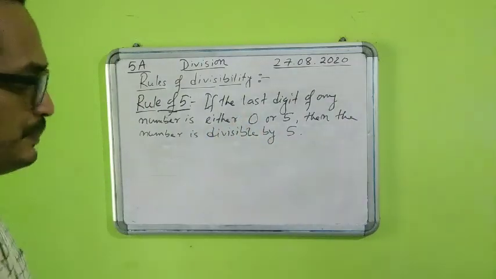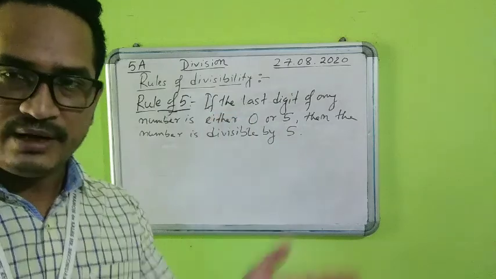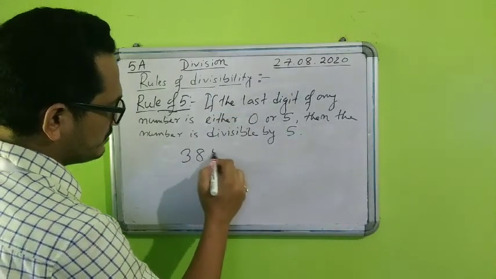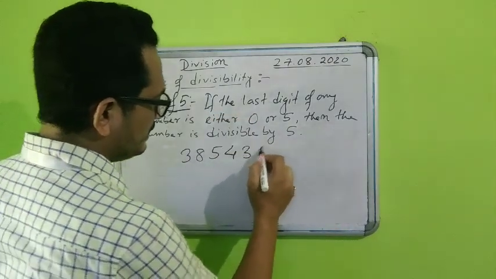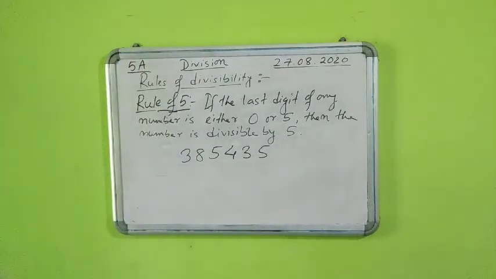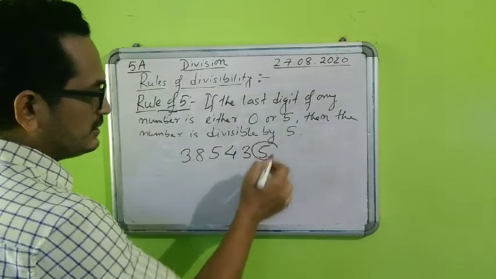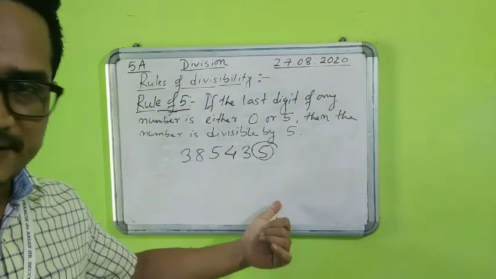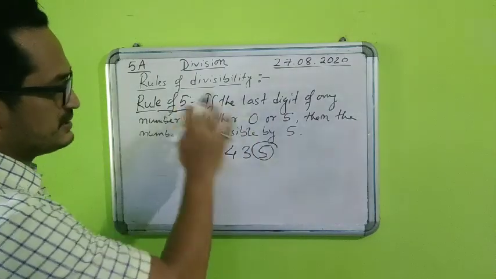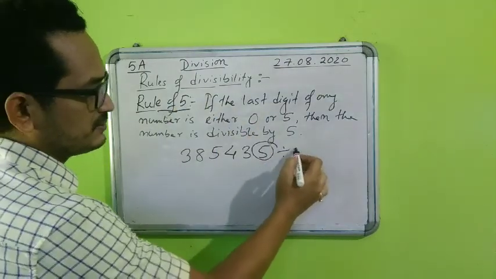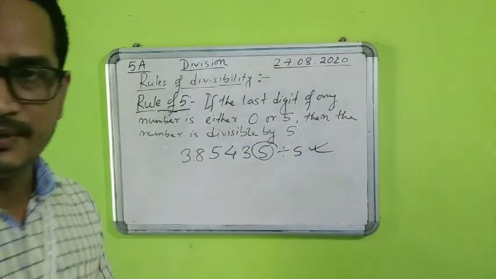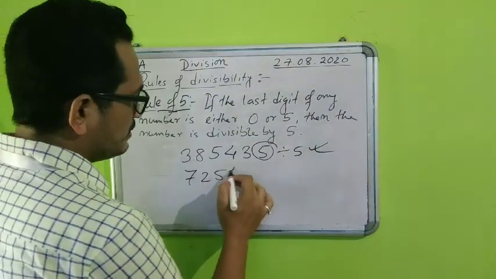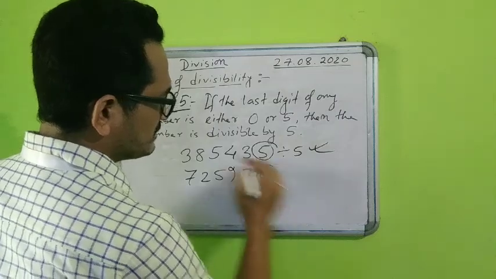What it says is, if you have a number, let us take a number, say 3, 8, 5, 4, 3, 5. So I am taking a large number, 6-digit number. You need to see only the last digit. What is the last digit? 5. If the last digit is 5, that means definitely this number will be divisible by 5. It is divisible by 5, the remainder will be 0. Or you can say, if the number has 0 at last.